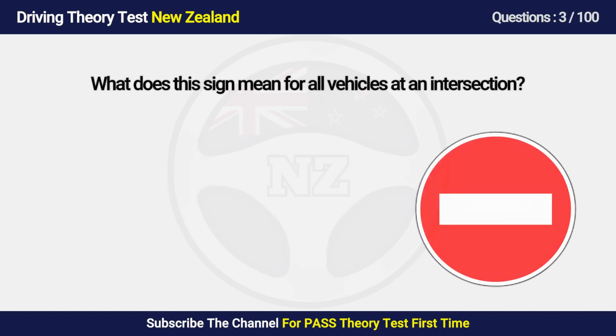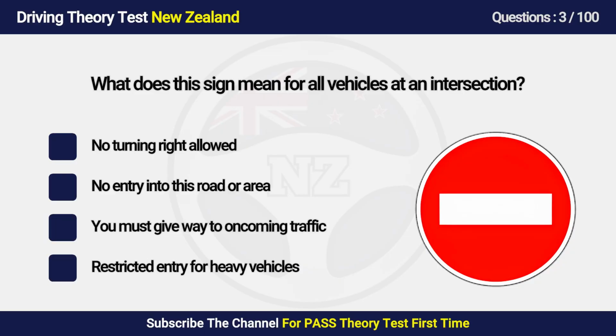Question 3. What does this sign mean for all vehicles at an intersection? A. No turning right allowed. B. No entry into this road or area. C. You must give way to oncoming traffic. D. Restricted entry for heavy vehicles.